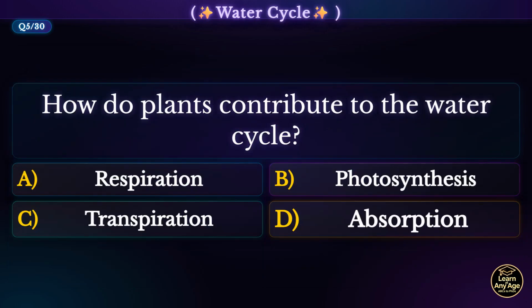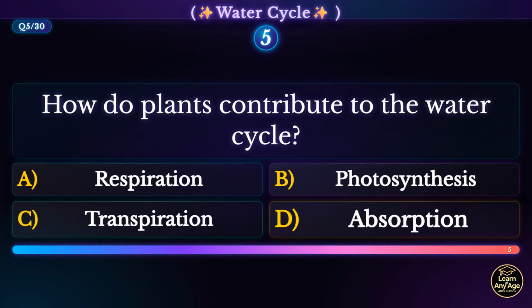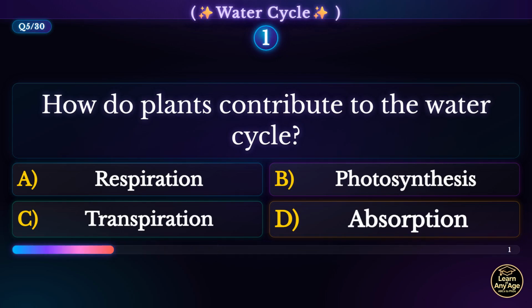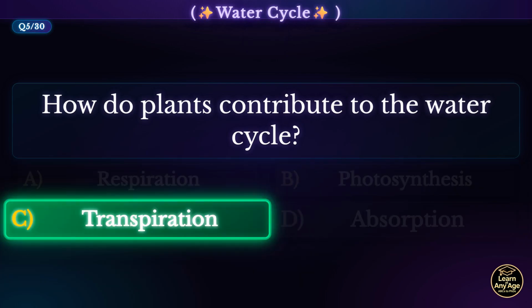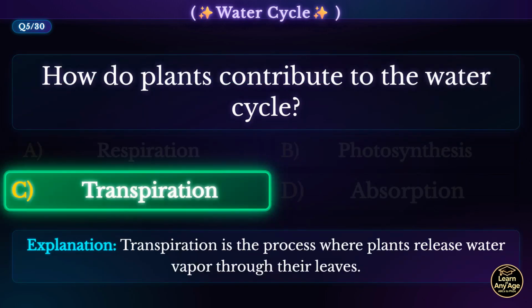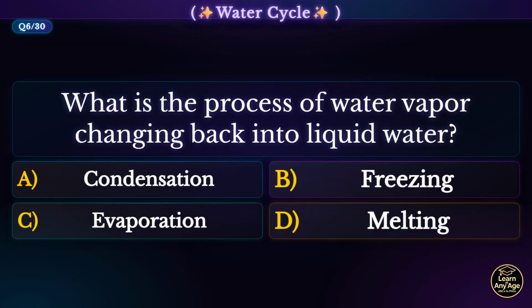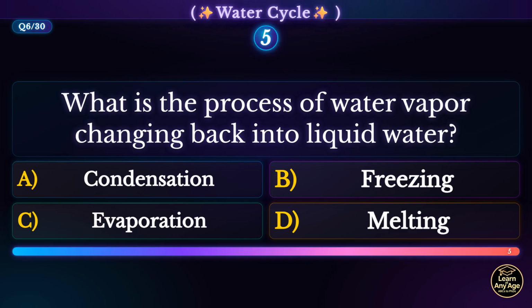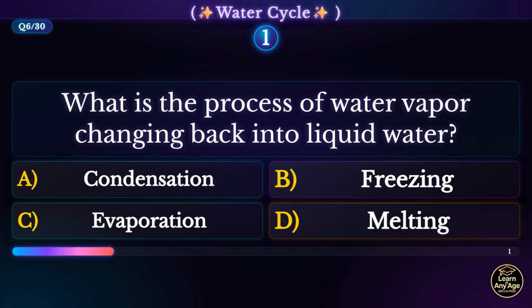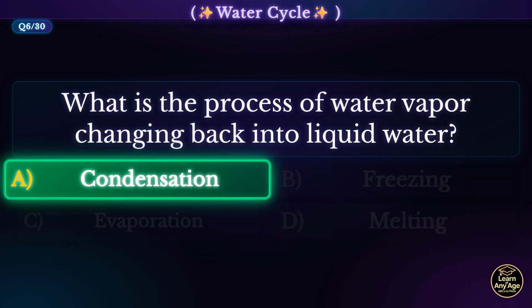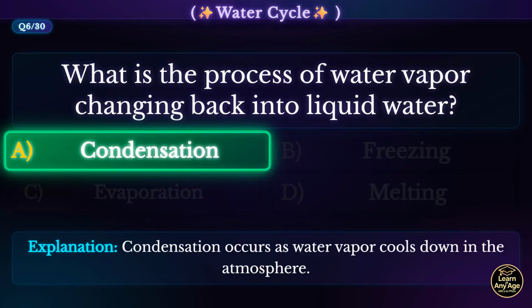How do plants contribute to the water cycle? Transpiration. Transpiration is the process where plants release water vapor through their leaves. What is the process of water vapor changing back into liquid water? Condensation. Condensation occurs as water vapor cools down in the atmosphere.